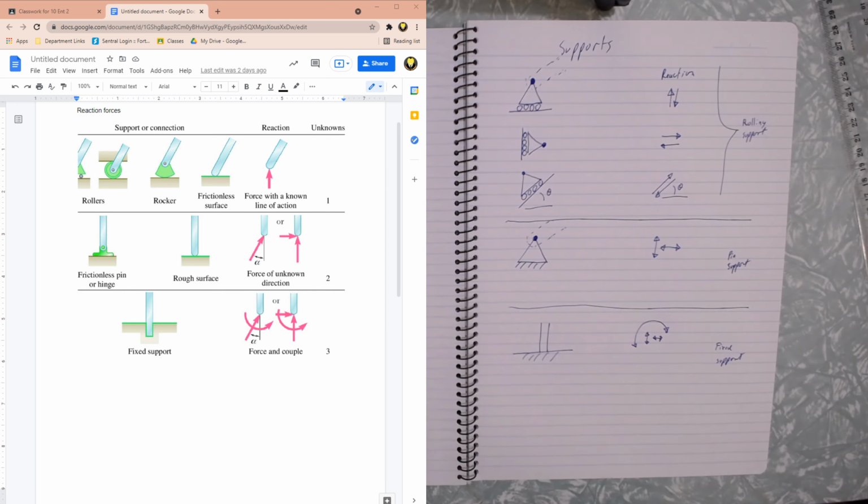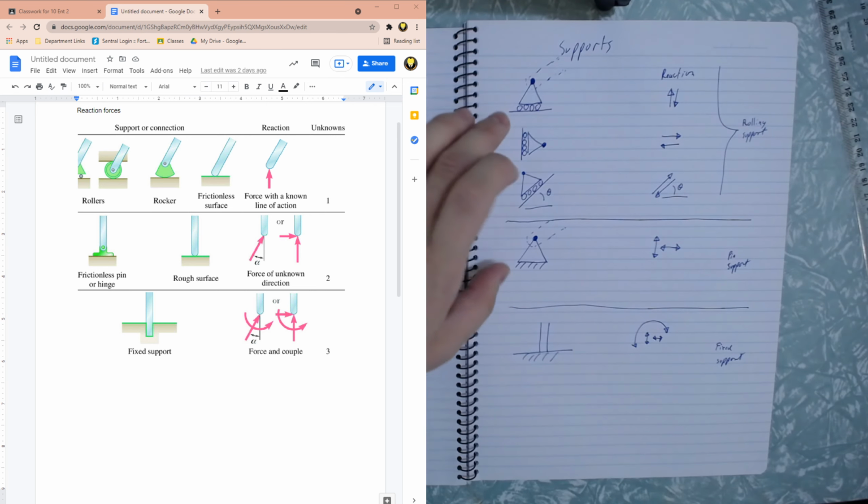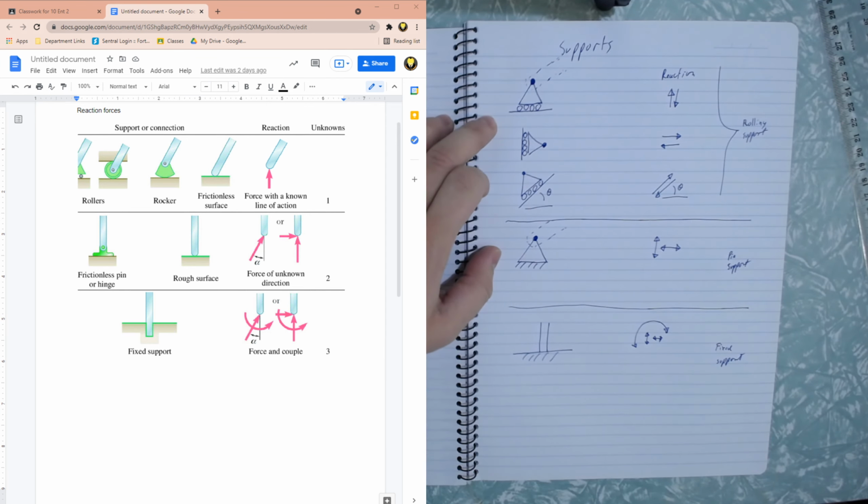Right? If you were to go find a stop sign, and you try to rotate that about the axis of the ground, it's not going to rotate. It's going to resist that rotation. So that's why a fixed support can do all three. For stage 5, we only care about these two.